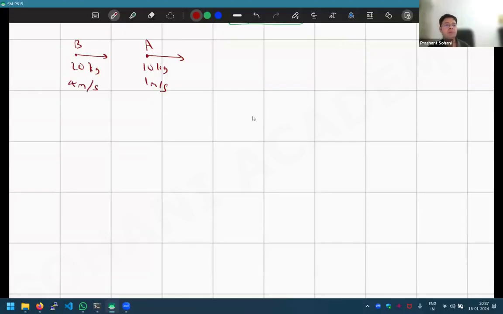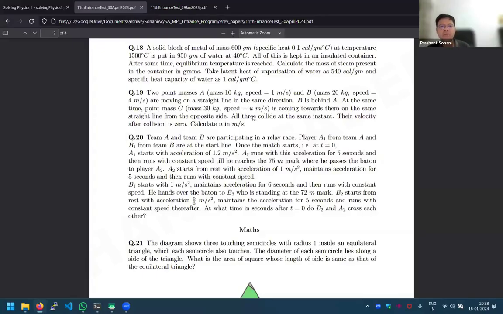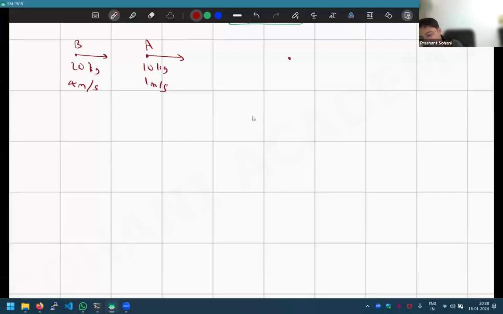So you see the same characteristic as the previous question. We are not given at what time the system starts to move, or how much is the distance between B and A. B and A can collide with each other in 1 second or 1 day or 1 year, it does not matter. Finally, at some point they are going to collide. That is all that we care about. And point C is coming towards them from the opposite side.